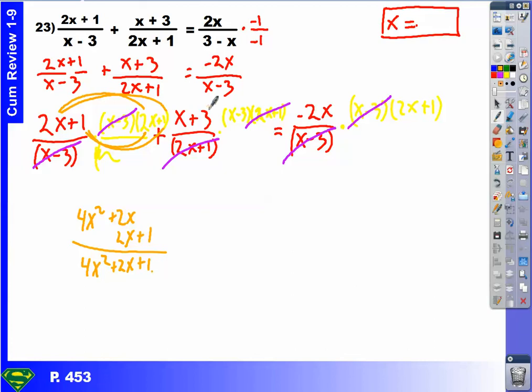For this one, again, rainbows, smiley faces. So we have x times x is x squared. X times negative 3 is negative 3x. 3 times x is 3x. 3 times negative 3 is negative 9. I add them together. These cancel out. So I get x squared minus 9.